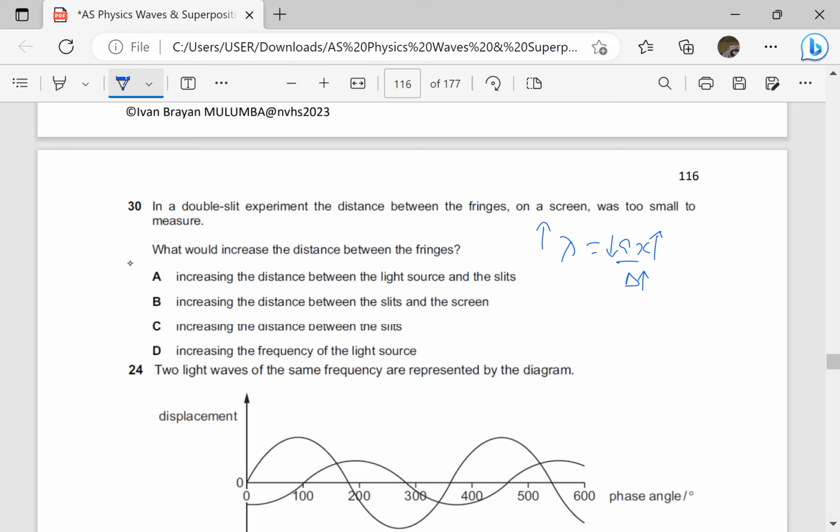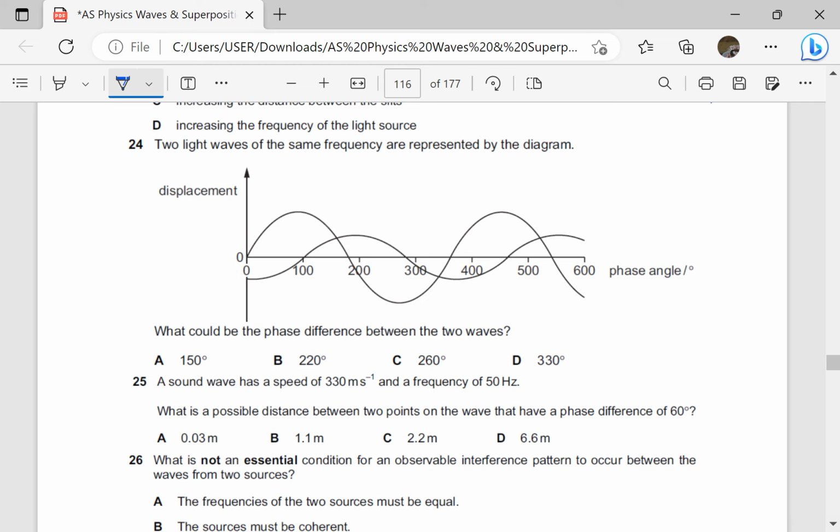Increase the distance between the light source and the slits. That one does not affect it, because D is not the distance between the light source and the slits. D is the distance between the slits and the screen. Increase the distance between the slits and the screen. That one will automatically increase x, because we see that D is directly proportional to x. So the answer is going to be B.